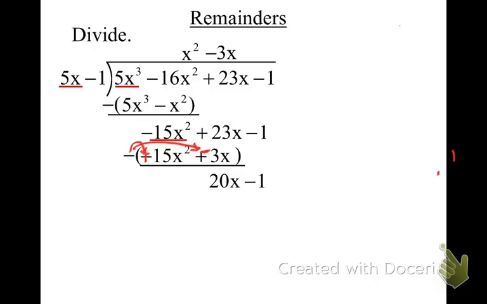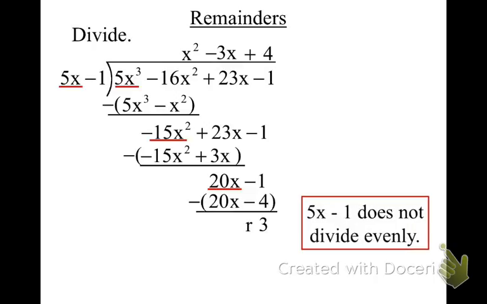Okay? So 5x times what equals 20x? Plus 4. When I multiply 4 by 5x, I get 20x, and 4 times negative 1, I get negative 4. But if I subtract the whole thing, it means I'm going to end up with a positive 3. Now I can't go anymore, right? So I just take that 3 and I say plus the remainder. Plus 3 over 5x minus 1.